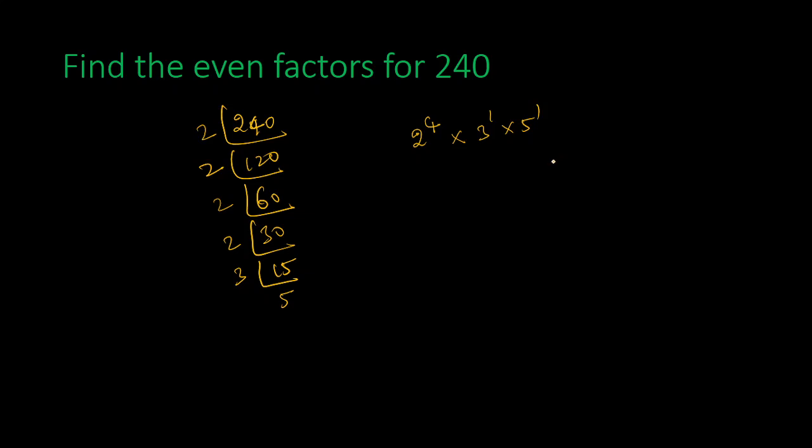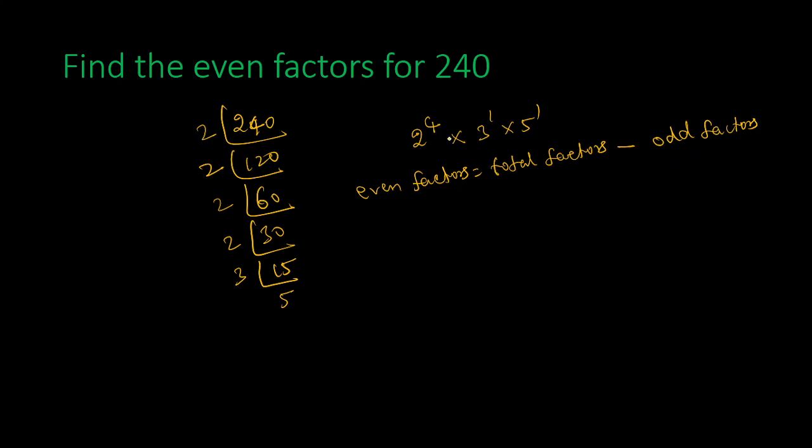Now, there is one way to find it. First, we can find the odd factors and the total number of factors. Total number of factors minus odd factors is even factors. That is one way. So, if we want to find even factors, even factors is equal to total factors minus odd factors. Now we'll go for this method, and I will just tell the other method also.